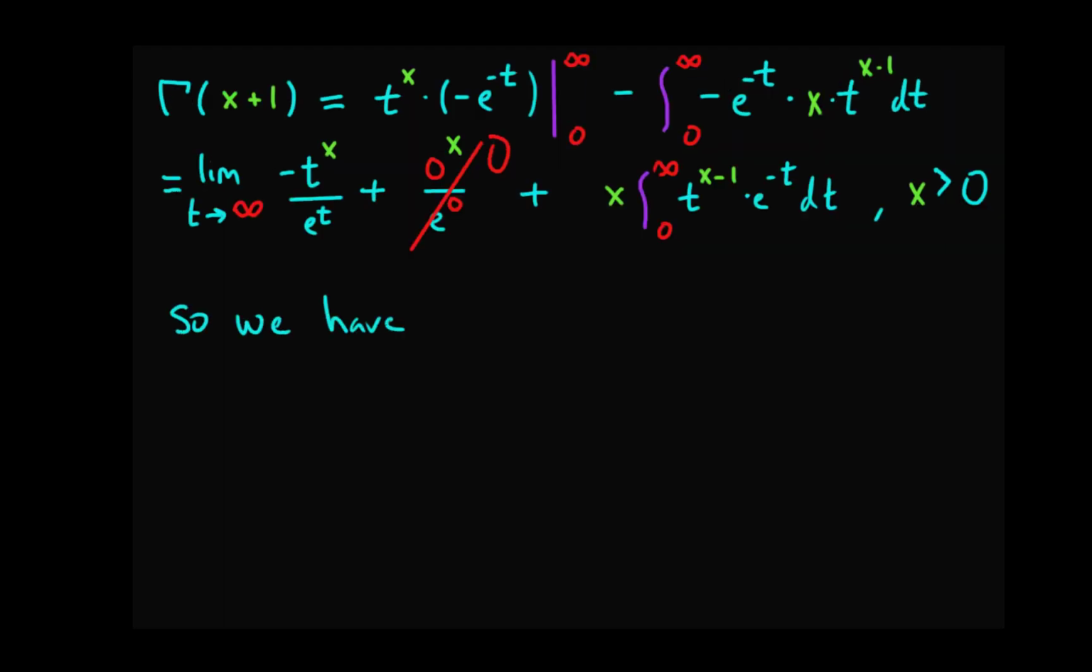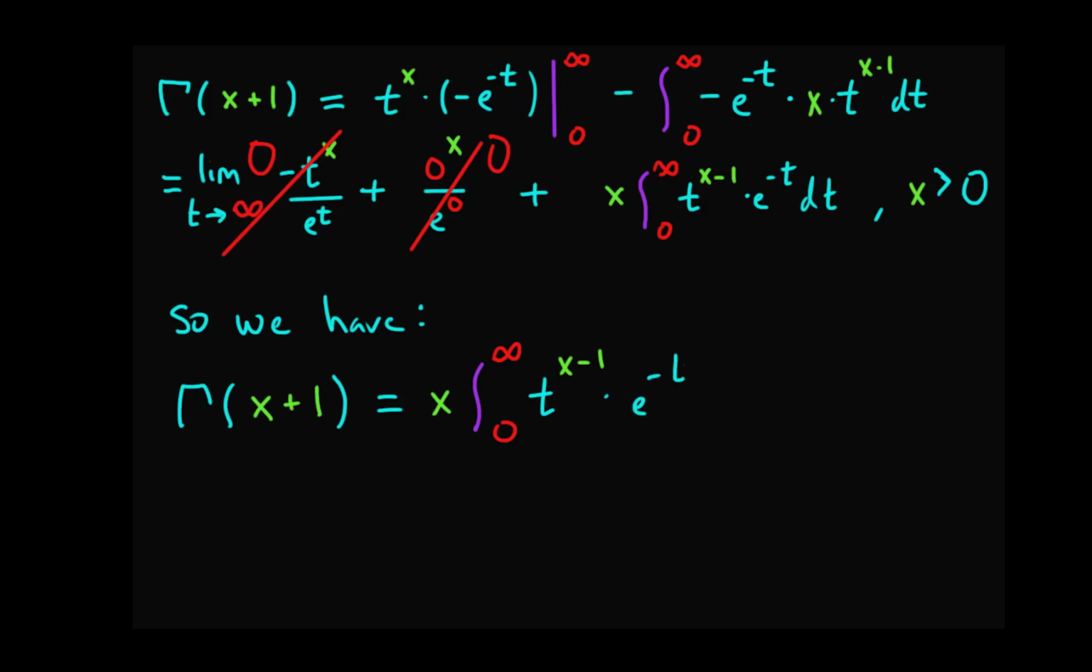So that was a lot of work, but it pays off because it shows that we can actually cancel that first term in this expression, which is equal to gamma of x plus 1. So now all we're left with is the integral piece of it, and we have gamma of x plus 1 equals x times the integral from infinity to 0 of t to the x minus 1 times e to the negative t dt. Again, stipulating that x is greater than 0.